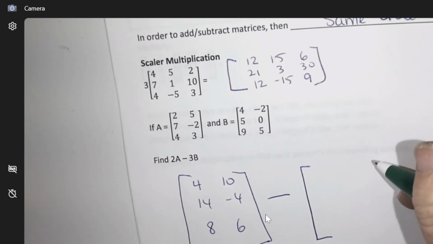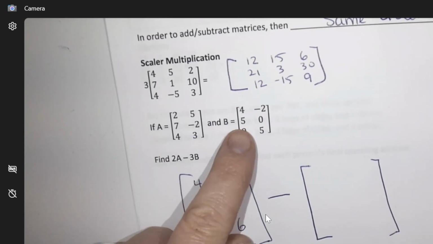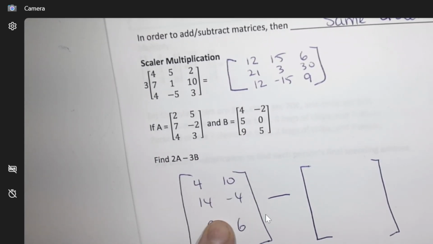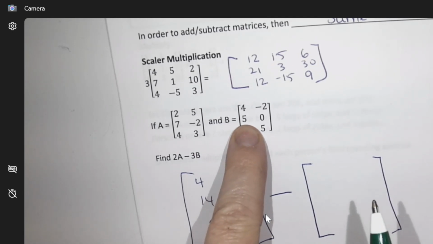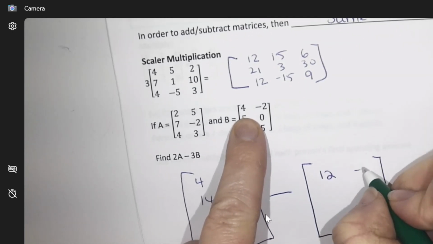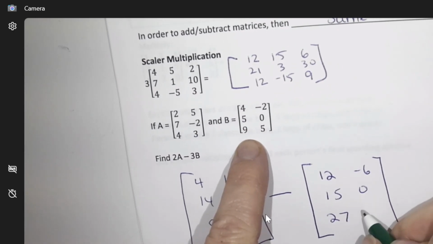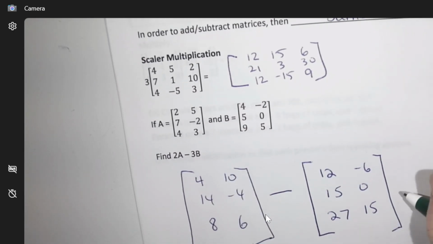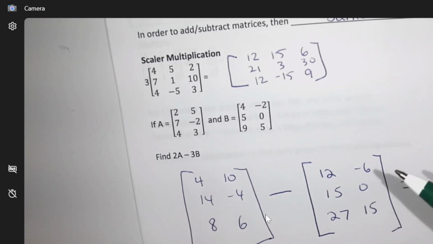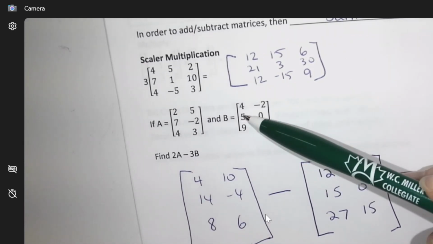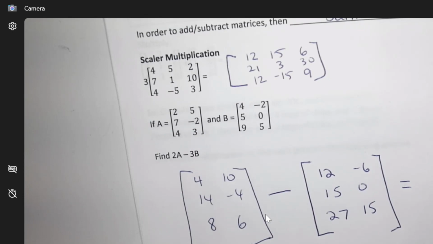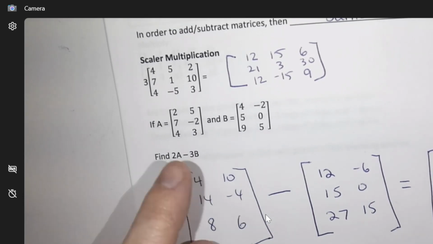Minus 3 times b. So we got to times this one by 3. So 12, negative 6, 15, 0, 27, 15. Okay, so there's the scalar multiplication. You guys can stop me if I did something wrong here. Okay, and then we're supposed to subtract.